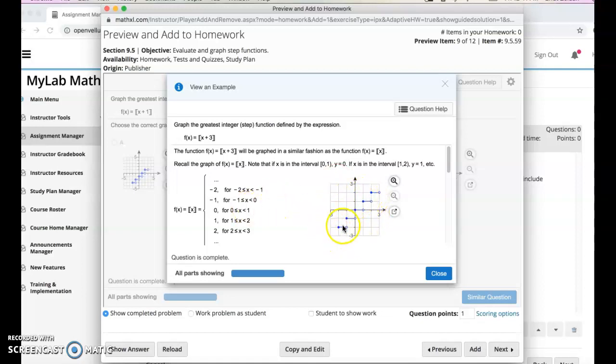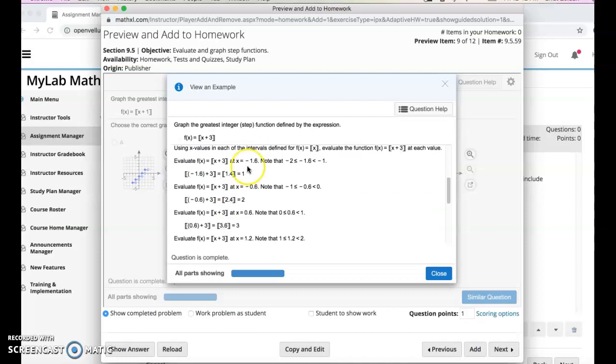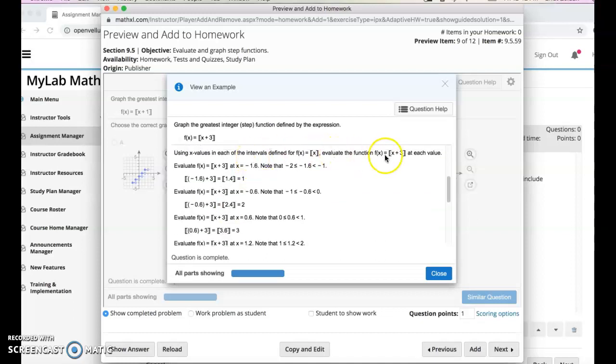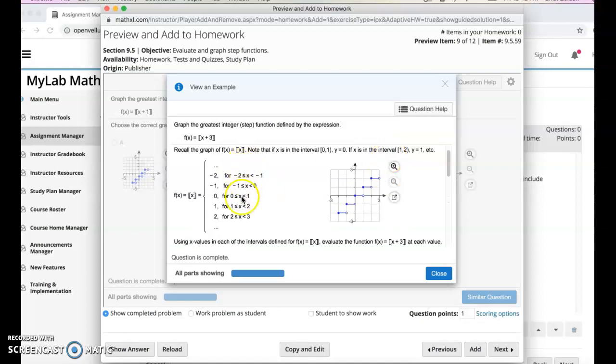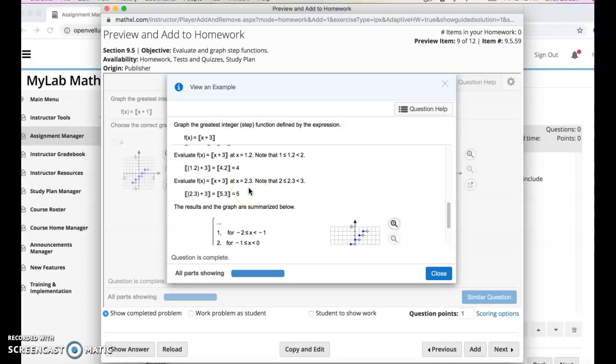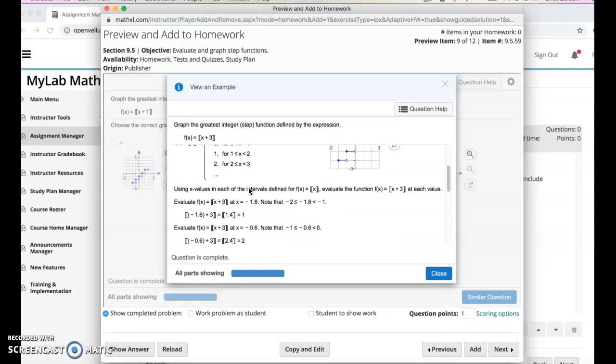So you're going to start with the lowest one. If it is between minus 2 and minus 1, your function y is negative 2. If it's between negative 1 and 0, your function is negative 1, and then 0, and then 1, etc. So you have your first function graph. Now, using the x value in each of these intervals, you're going to evaluate this function. So you're going to take a value in all of these intervals. So you're going to take probably minus 1.6, minus 0.6, then 0.5, probably 2.5 here, or 2.3, whatever number, but it has to be from each interval.